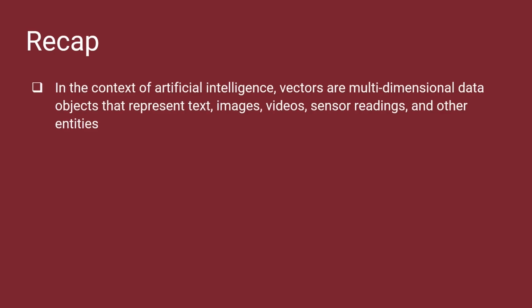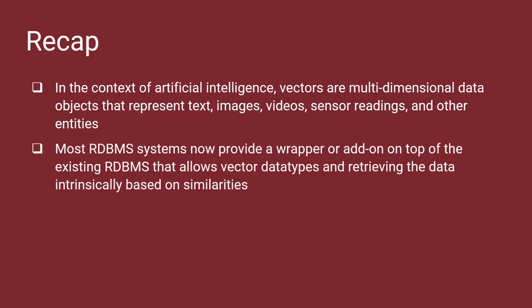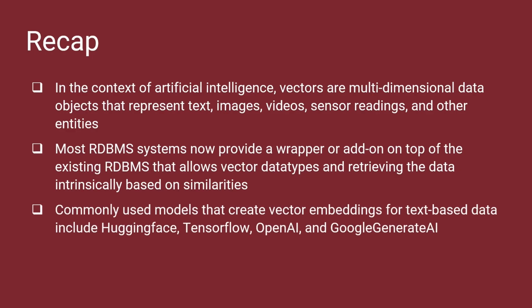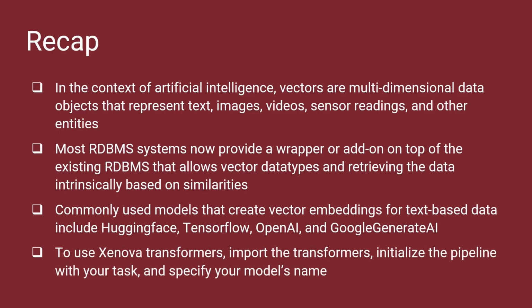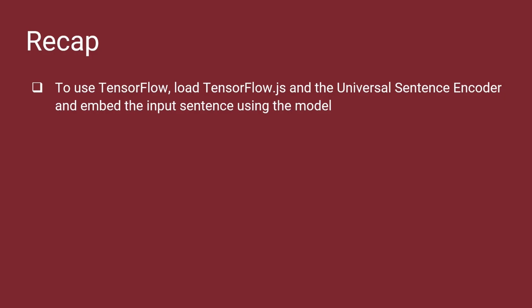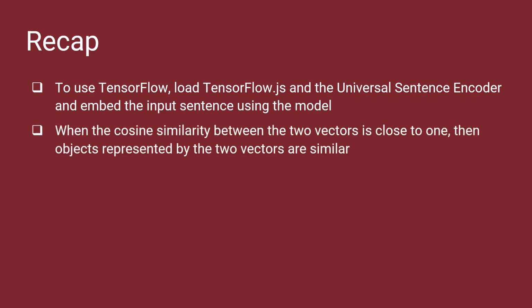In this video, you learned that in the context of artificial intelligence, vectors are multidimensional data objects that represent text, images, videos, sensor readings, and other entities. Most RDBMS systems now provide a wrapper or add-on on top of the existing RDBMS that allows vector data types and retrieving the data intrinsically based on similarities. Commonly used models that create vector embeddings for text-based data include Hugging Face, TensorFlow, OpenAI, and Google Generative AI. To use Zenova transformers, import the transformers, initialize the pipeline with your task, and specify your model's name. To use TensorFlow, load TensorFlow.js and the Universal Sentence Encoder, and embed the input sentence using the model. When the cosine similarity between the two vectors is close to 1, then objects represented by the two vectors are similar.